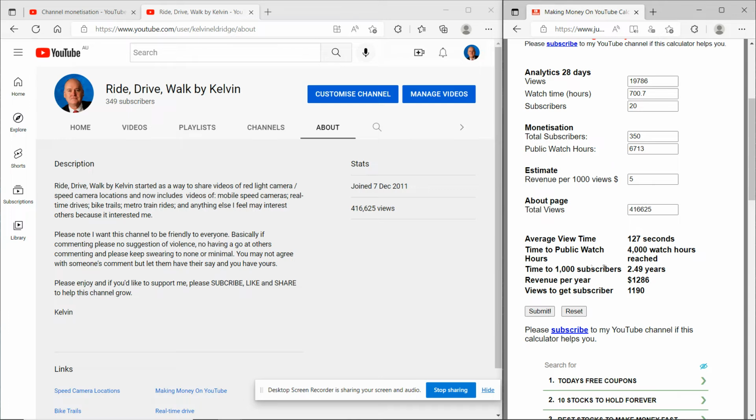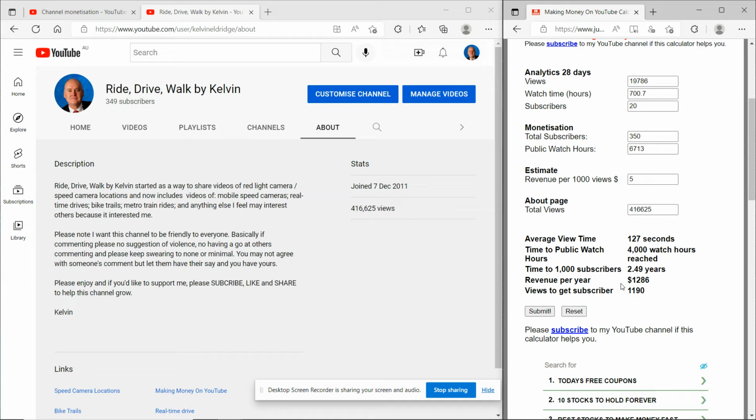The time to 1,000 subscribers, unfortunately, is 2.49, 2.5 years. Another 2.5 years before I can start sharing in the ad revenue. I personally think that's too long, and I'm seriously considering whether it is worth continuing for the amount of time it's taken to get monetized, and then also the revenue per year. Based on $5, it's only about $1,200, $1,300. Now, if I increase the revenue to $10, then that will double to about $2,500.